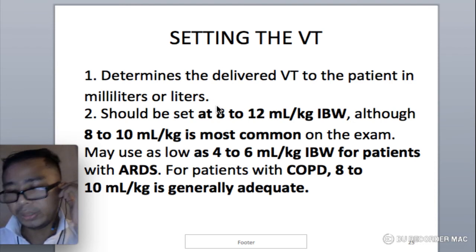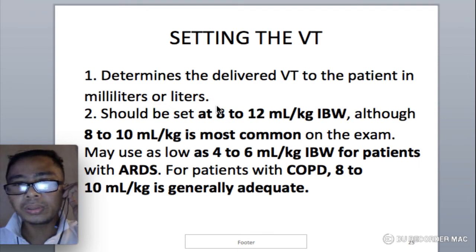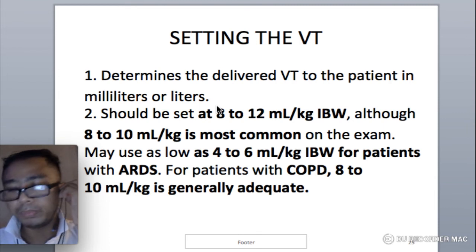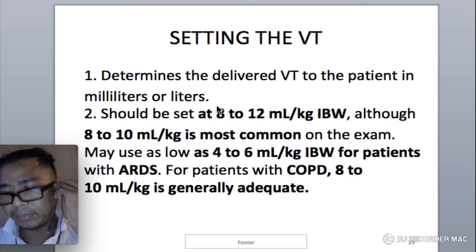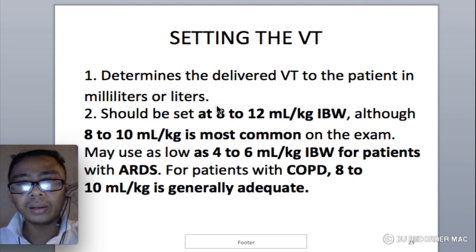For patients with COPD, we tend to use 8 to 10 milliliters per kilogram as the general adequate tidal volume. So for ARDS, 4 to 6; for COPD, 8 to 10. As a rule, as per our agreement, 8 to 10 for a normal adult.